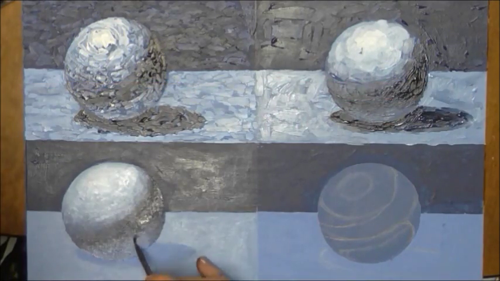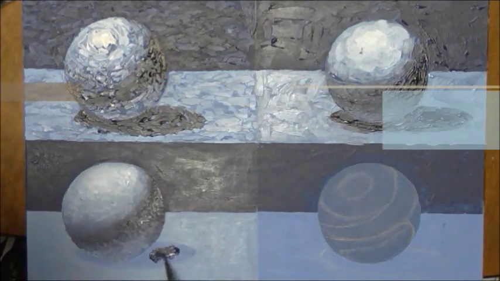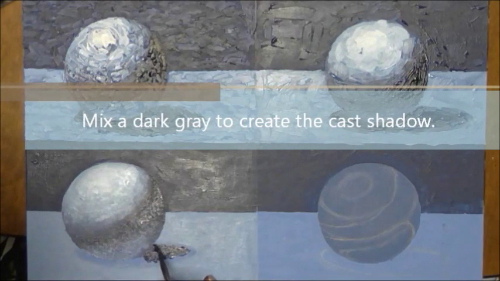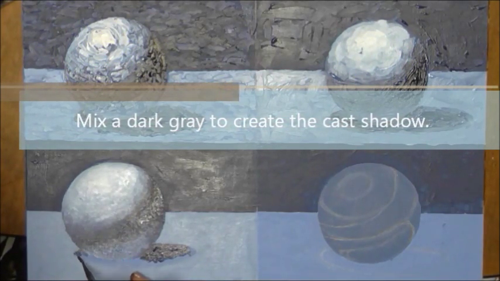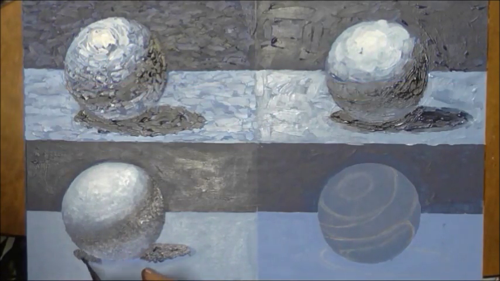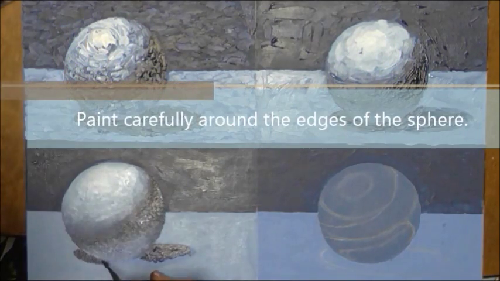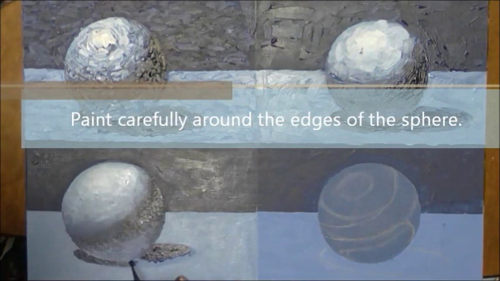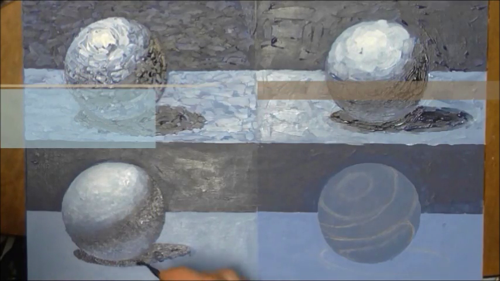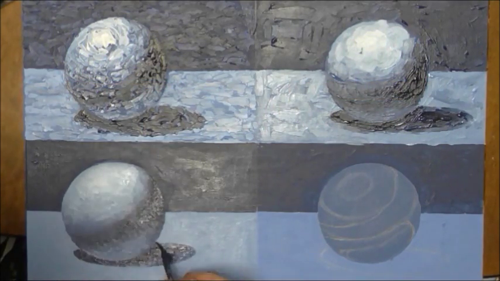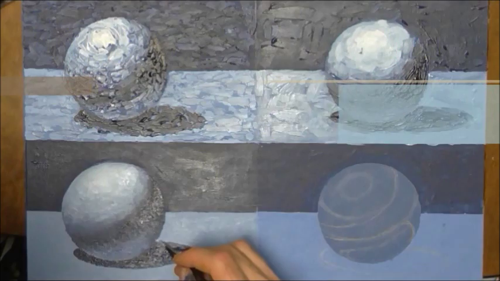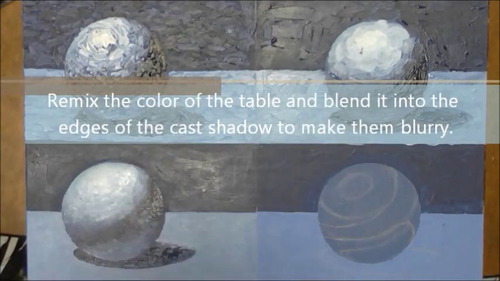Next, I'm going to use a dark blue-gray to paint the cast shadow. The edge between the cast shadow and the sphere should be sharply defined, but the outer edge of the cast shadow should be blurry. To create this blurry edge, remix the table color and paint it around the edge of the cast shadow. Then blend these two colors together.